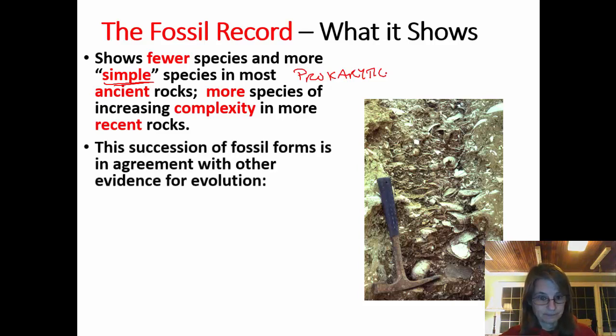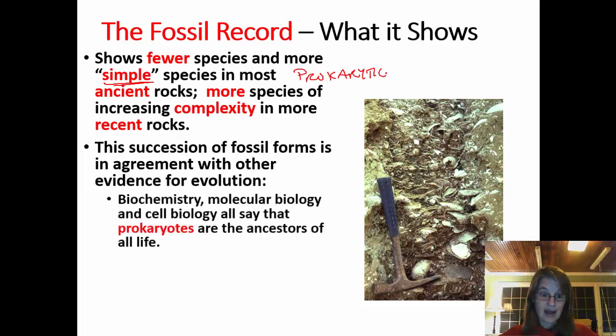So this succession that we see in the fossil record, this increase in complexity and increase in different kinds of living things, is in agreement with other evidence we have for evolution, specifically the biochemical evidence of related genetics, and all the other cell biology that tells us that prokaryotes are the ancestors for all living things alive today.